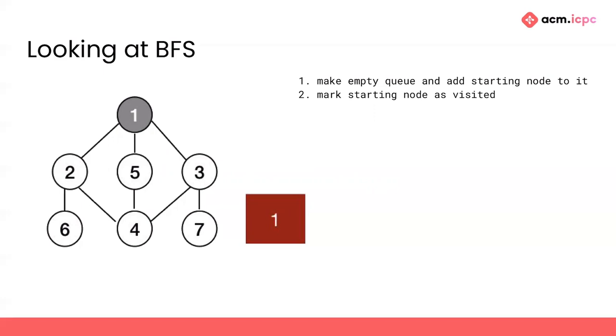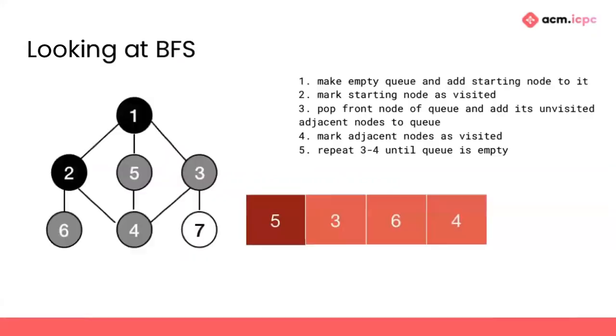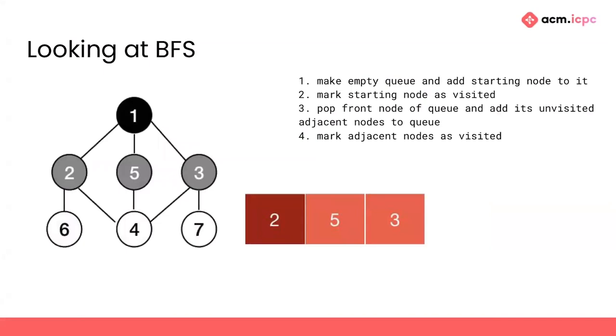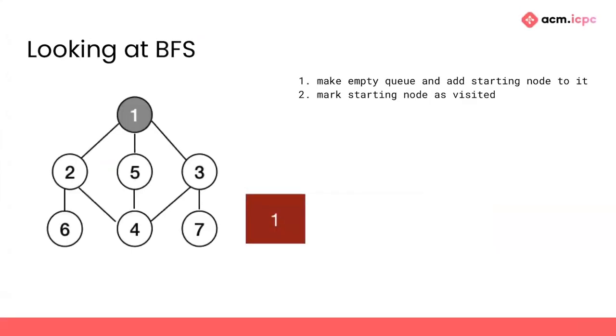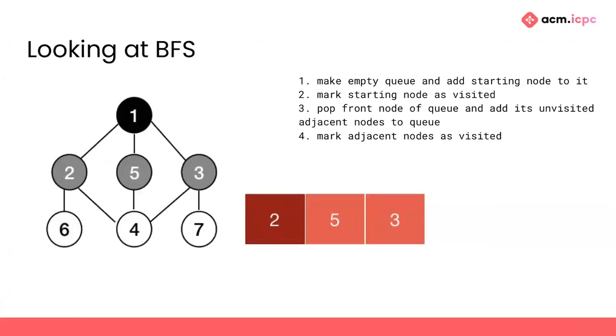Next we'll mark this node as visited. When we gray out the node in the graph, it means that we have visited this node. Next, we will pop the front node of the queue and add its unvisited adjacent nodes to the queue. In the previous slide, the queue had 1 in it, and now we popped it. So 1 is gone from the queue, but we also added 1's adjacent nodes, which are 2, 5, and 3, to the queue.